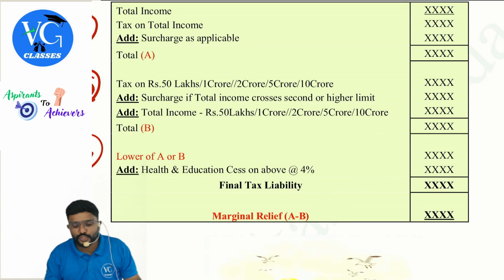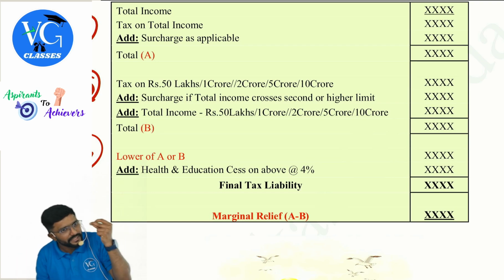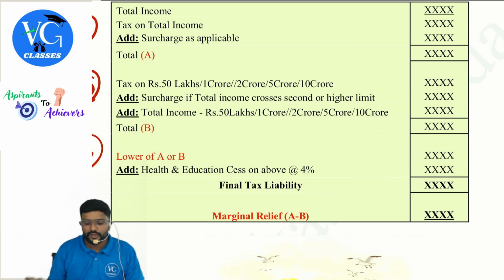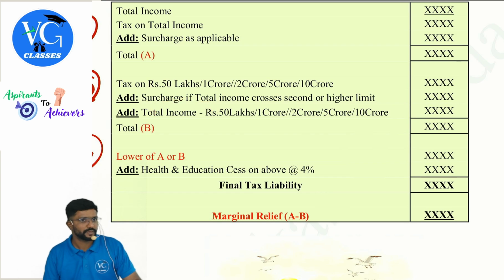Next, calculate tax on whatever limit you have crossed, either 50 lakh, 1 crore, 2 crore, whatever limit you have crossed. And this I will explain later. Then take total income minus 50 lakh, whatever figure you would have taken here, total income minus that figure you do. You will get the total here.